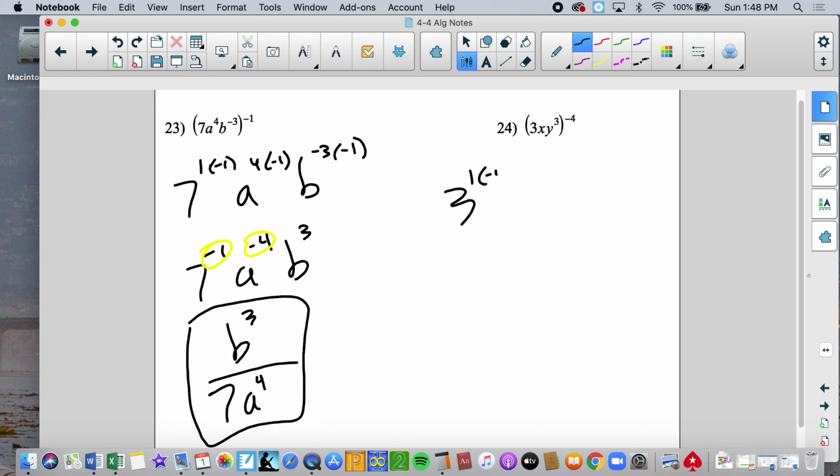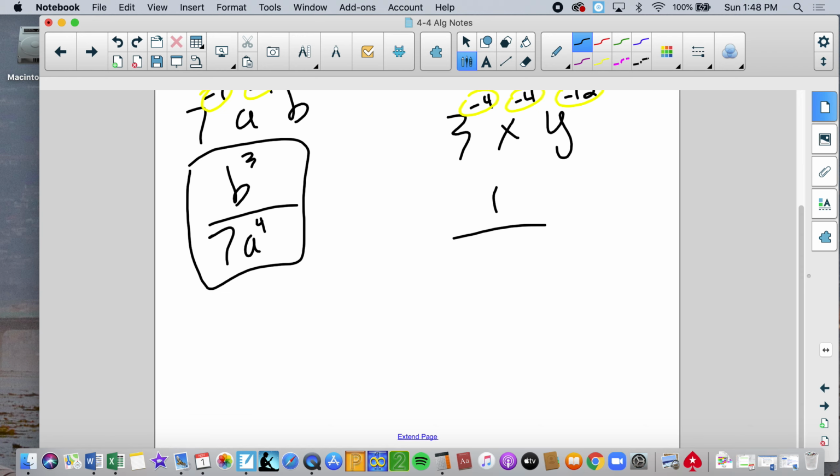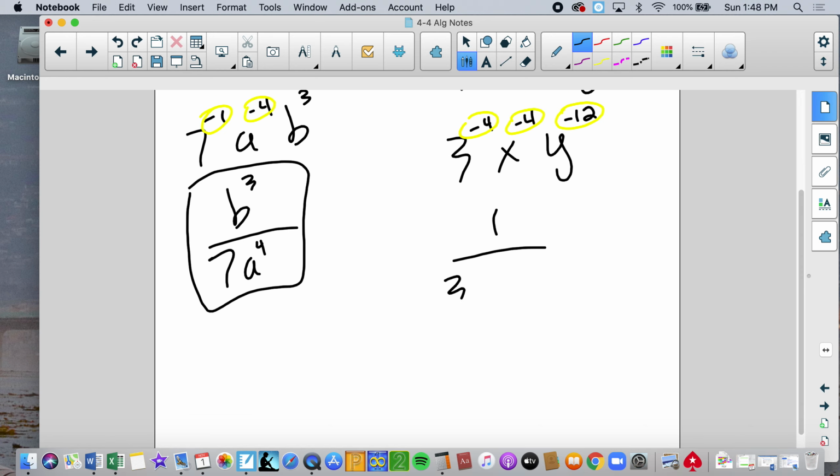3 to the 1 times negative 4, x to the 1 times negative 4, y to the 3 times negative 4. 3 to the negative 4, x to the negative 4, y to the negative 12. Let's deal with those negative exponents. Change the locations. So there's nothing left on the top, so we would represent it with a 1. That's 3 to the 4th, x to the 4th, y to the 12th. So it becomes 1 over 81, x to the 4th, y to the 12th.